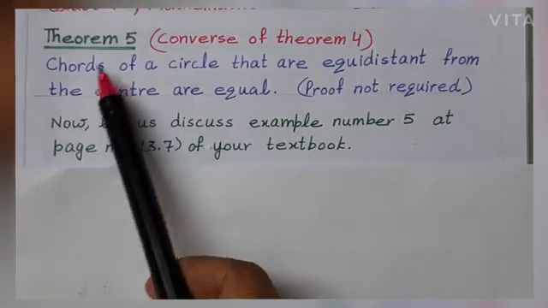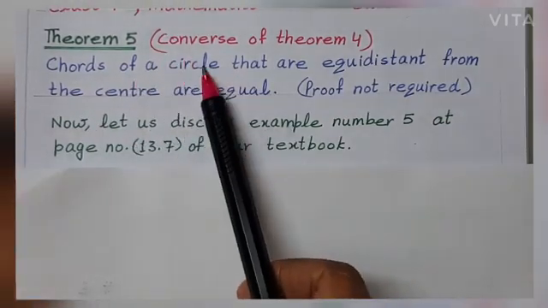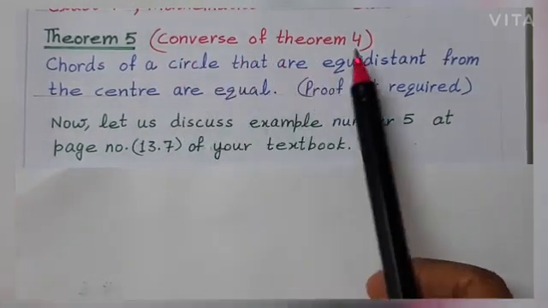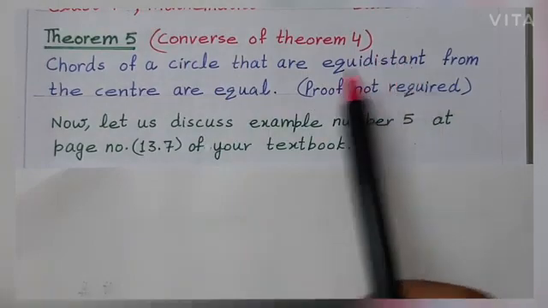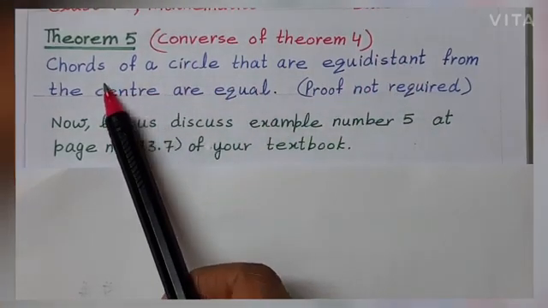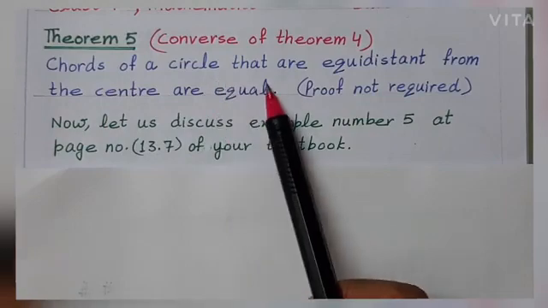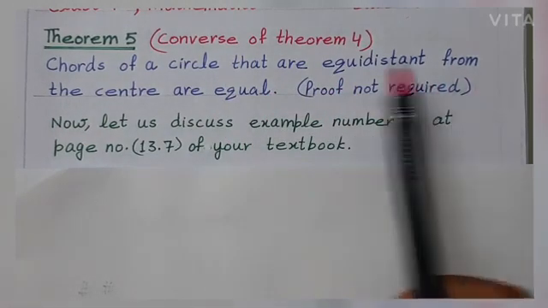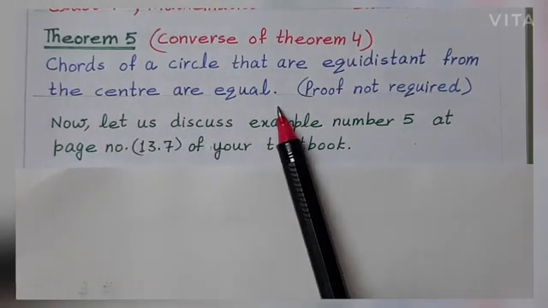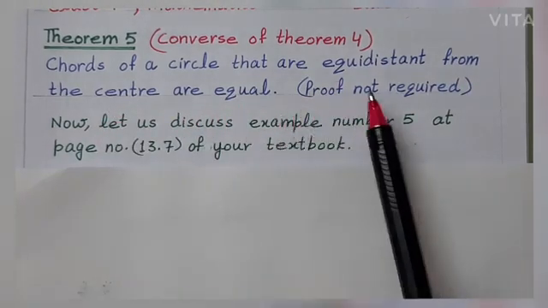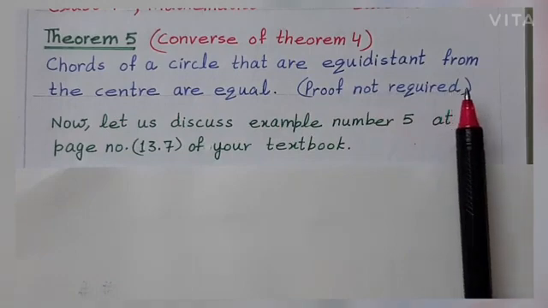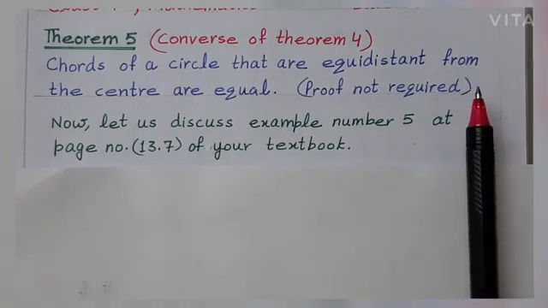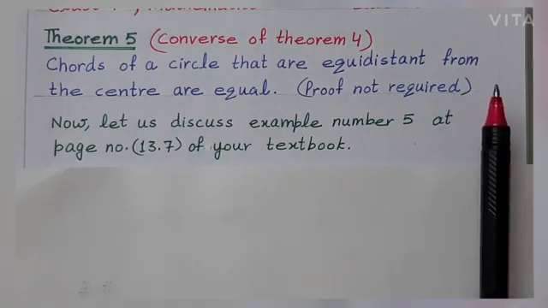Now see theorem number 5, which is actually the converse of theorem number 4. It is: chords of a circle that are equidistant from the center are equal. Here also the proof is not required. I hope, students, you all have understood the theorems.